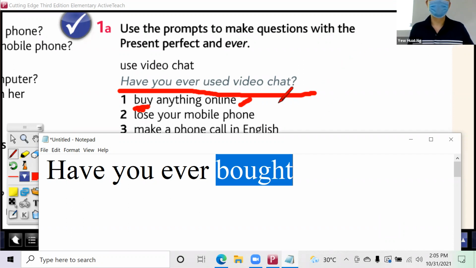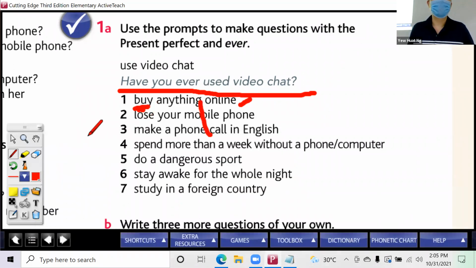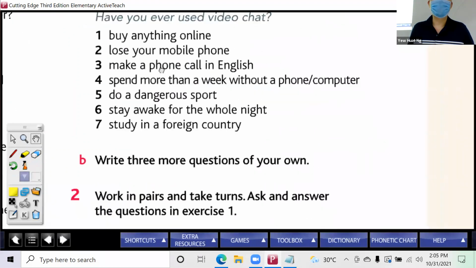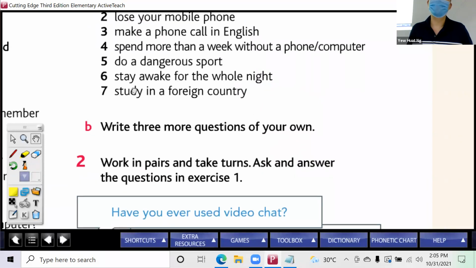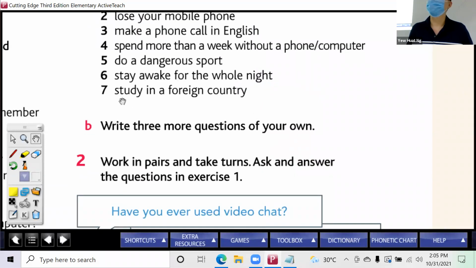Okay, yeah. So good. I say bought, lost, made, M-A-D-E, spent, S-P-E-N-T, done. Have you ever done a dangerous, D-O-N-E, stayed, and studied, right? S-T-U-D. Thank you very much.